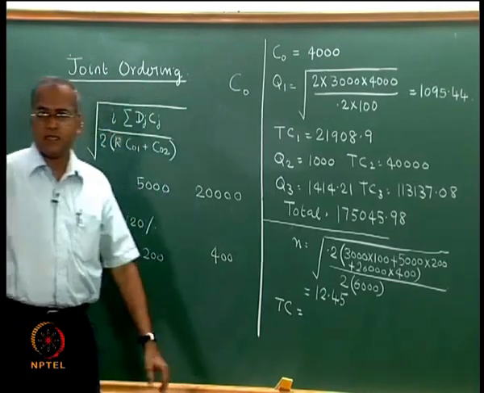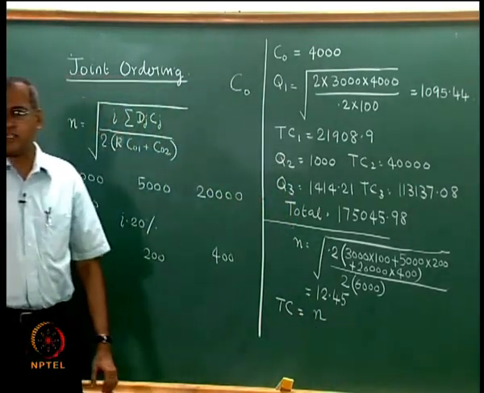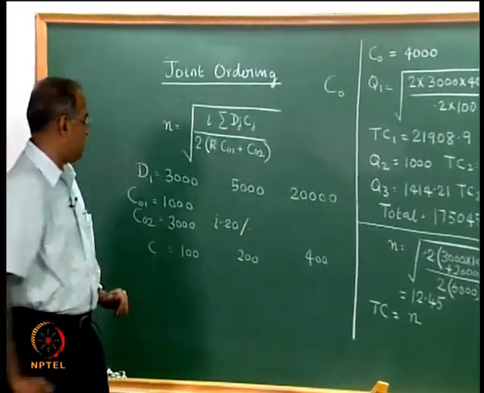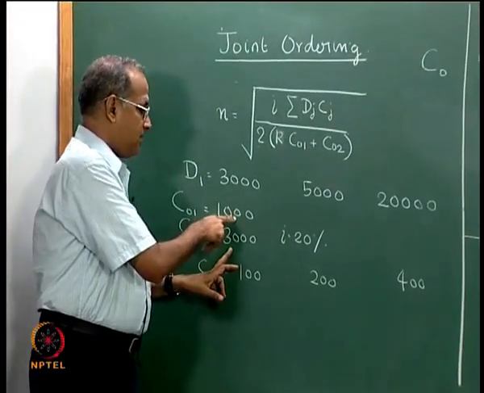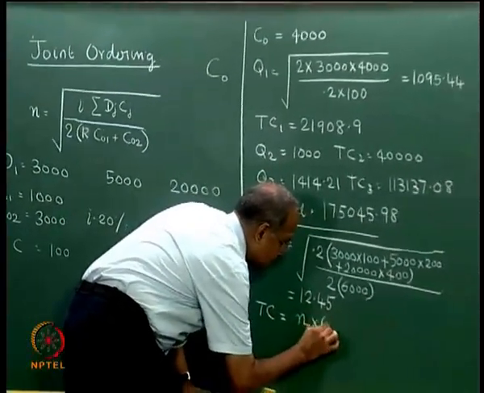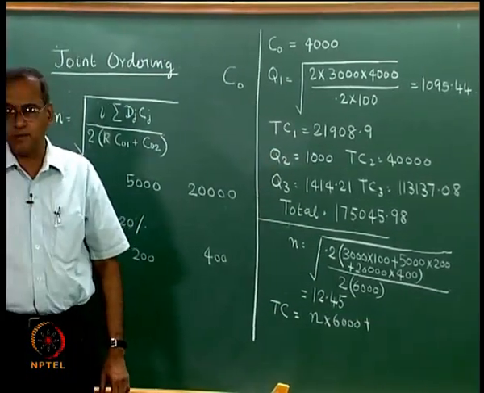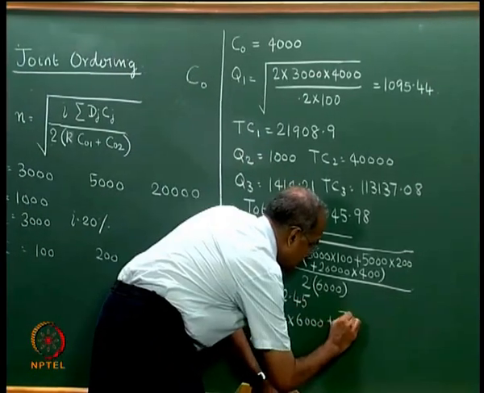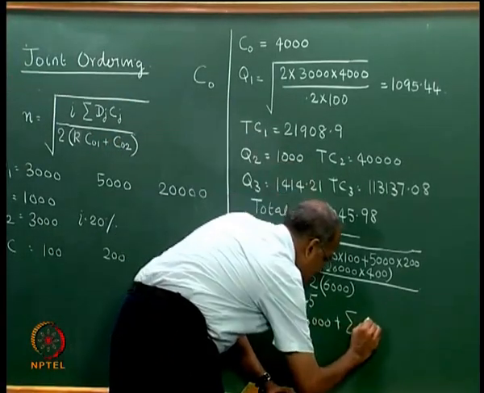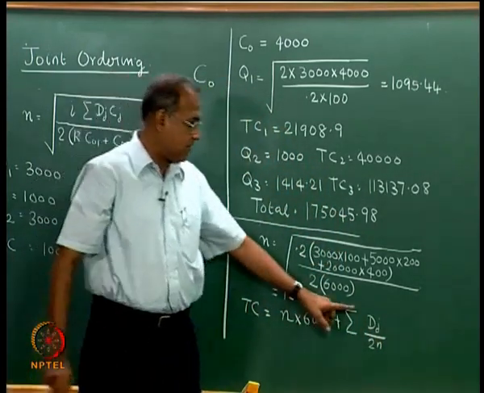Another way of looking at TC is, if we have n orders, for each order the ordering cost is going to be this 3000 plus 3 into 1000. So, it will be 6000. So, n into 6000 plus q by 2 into cc. So, summation q is d. So, d j by 2n, q equal to d by n.